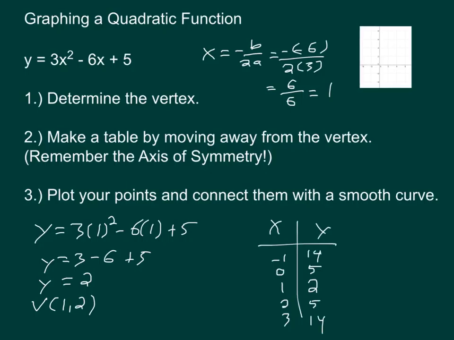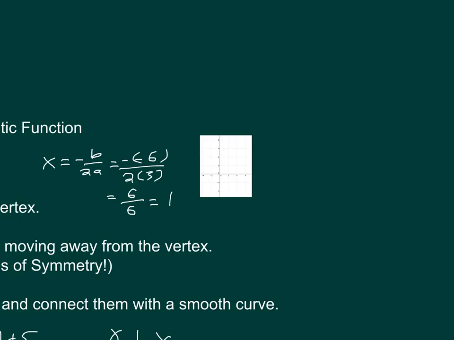So what you find here is that it should be kind of mirror images as you move away from the vertex. This is what the axis of symmetry does. Alright, so now we're just going to go ahead and plot these points, and we will put them on the coordinate grid that I have here and make our parabola.